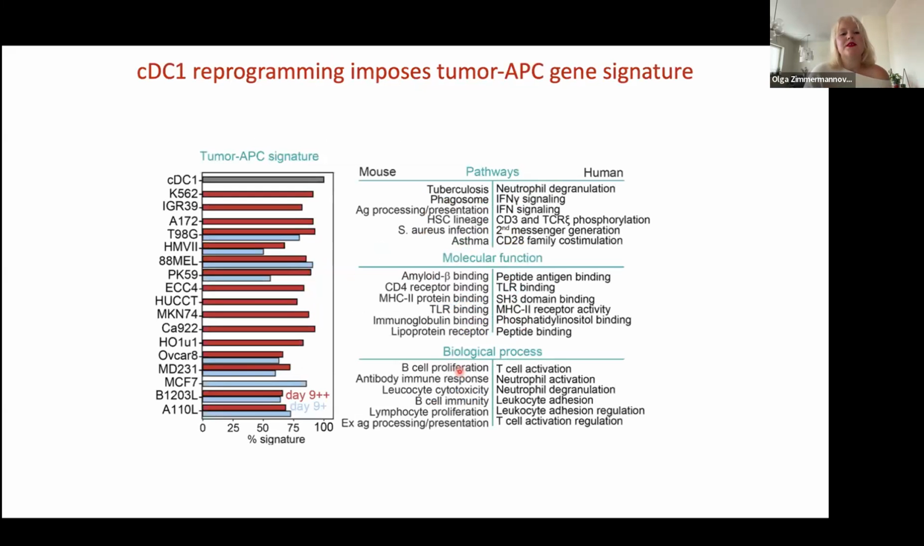So to be able to address the variability of the reprogramming, we also generated a signature of genes which are commonly expressed in the cDC1s. And then we compared our reprogrammed cells against this signature. And we saw that despite the variability of reprogramming, all of the cell lines, all of the reprogrammed cells, either partially or completely reprogrammed, scored above 50% of this signature, and were also enriched in terms which were associated with antigen presentation or other immune-related processes.